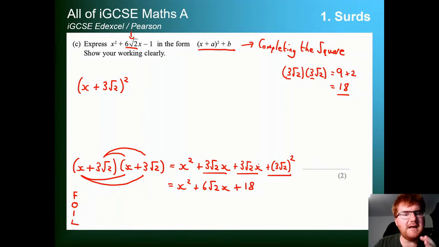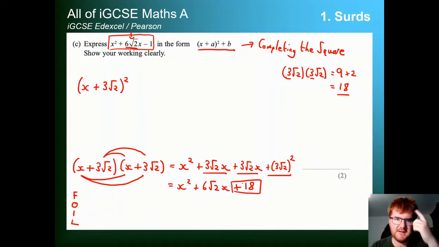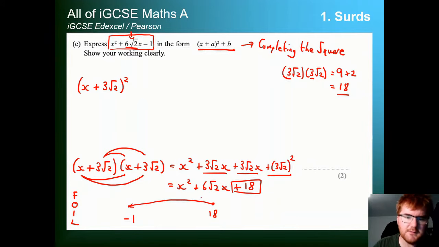So if we multiply it out normally, we get almost what we want here. Almost. Apart from, instead of a minus 1, we get a plus 18. So what I think to myself now is, imagine you've got a number line here. Here's 18. And I want to get to minus 1, because that's what's in my question. What do I have to do to 18 to get to minus 1? Well, I need to subtract 19. Notice those negative number rules are very, very important. So this is how I work out what number comes in afterwards.